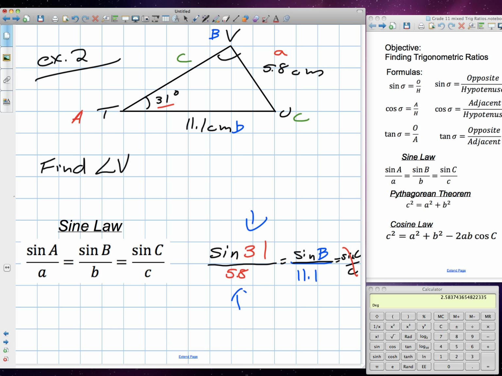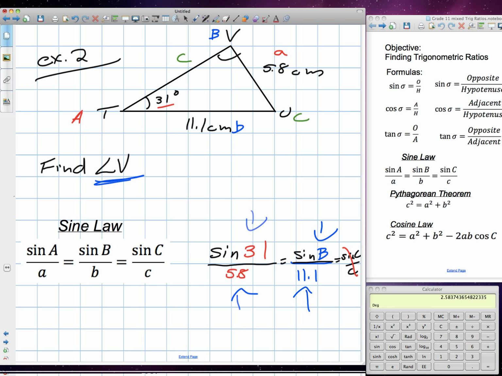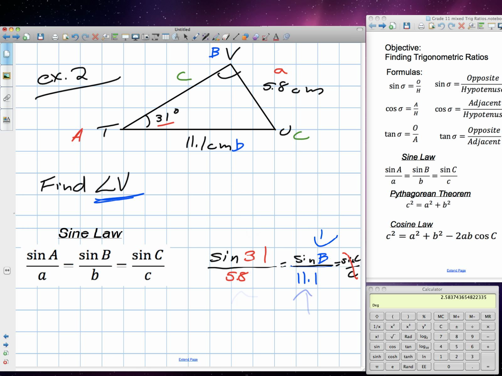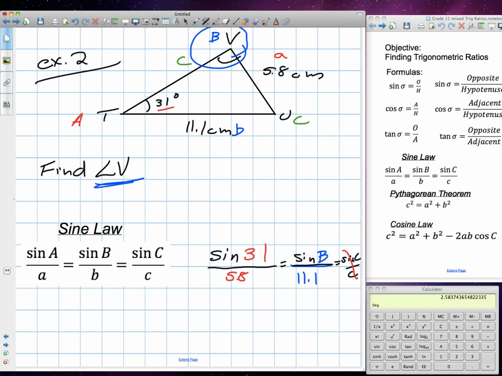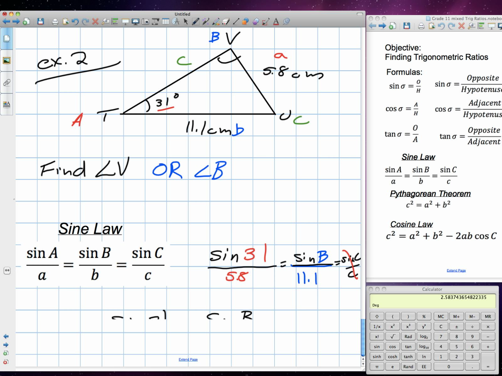I'm going to be looking for, since they said find angle V, whoa, that just so happens to be our angle B. So we're now looking for, according to how I named it, angle B, we're going to solve for. So we're going to set up this ratio. We have sine 31 divided by 5.8 is equal to sine B divided by 11.1. Now, I could cross multiply.